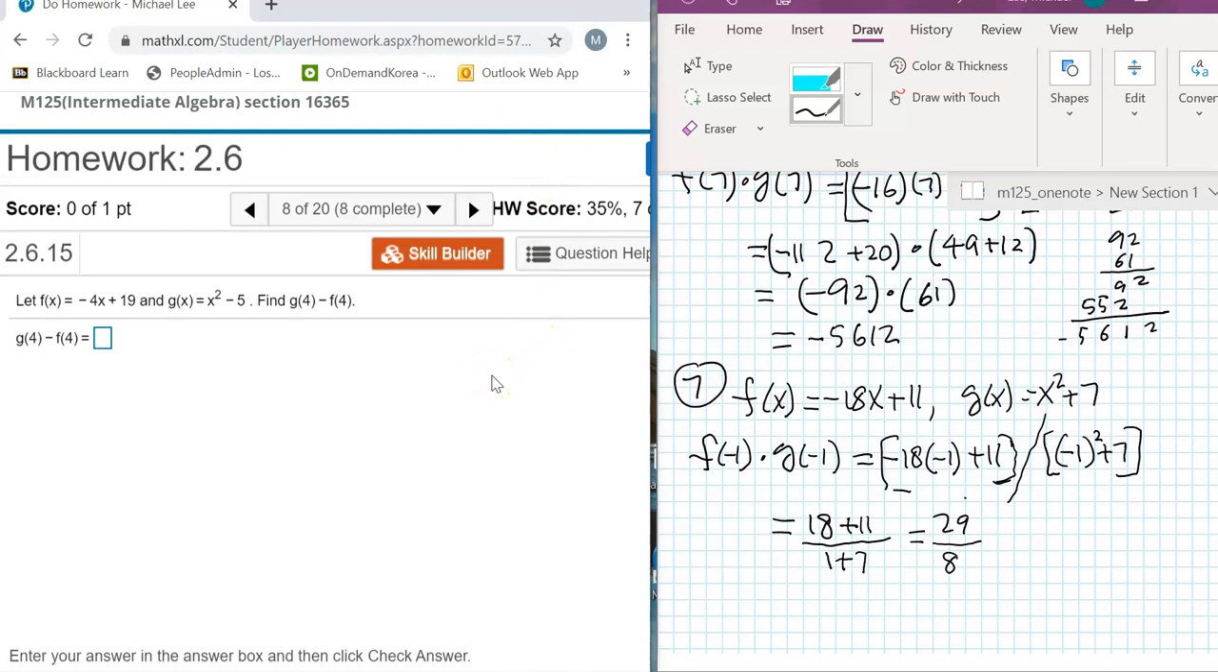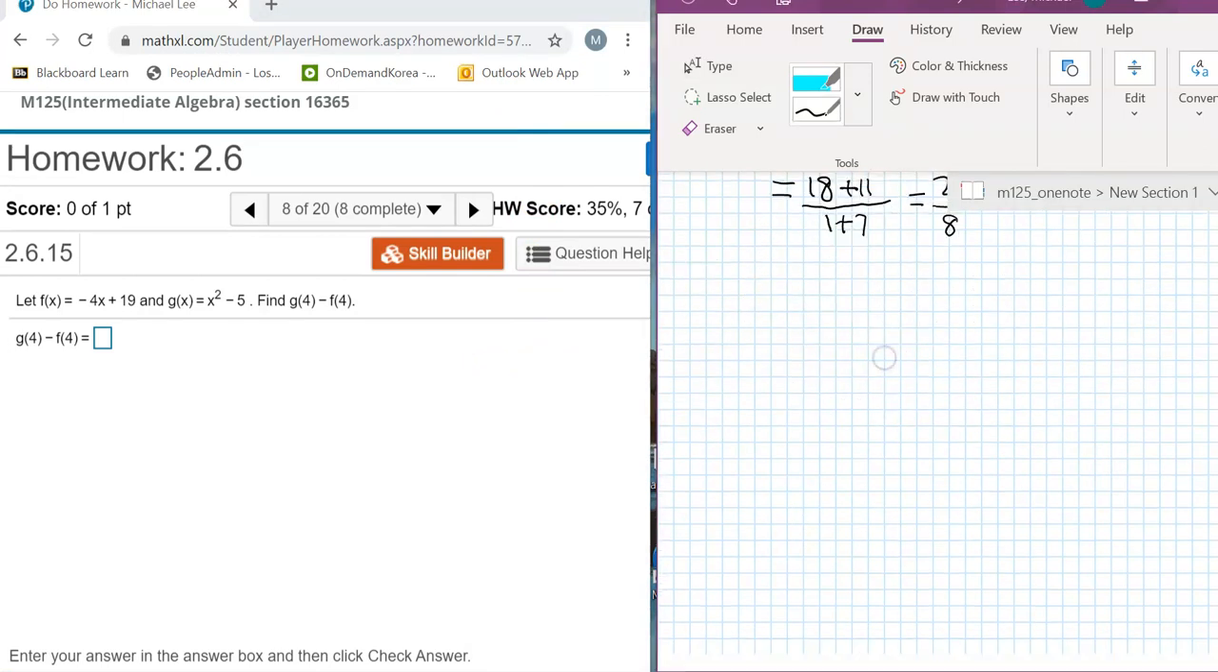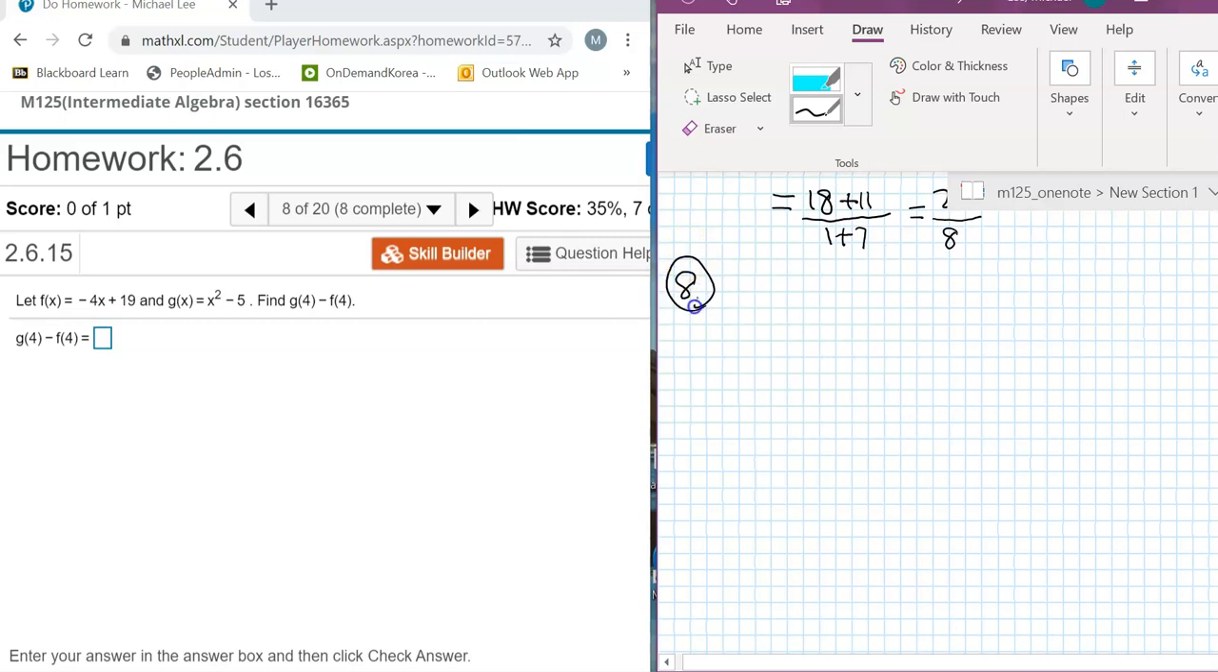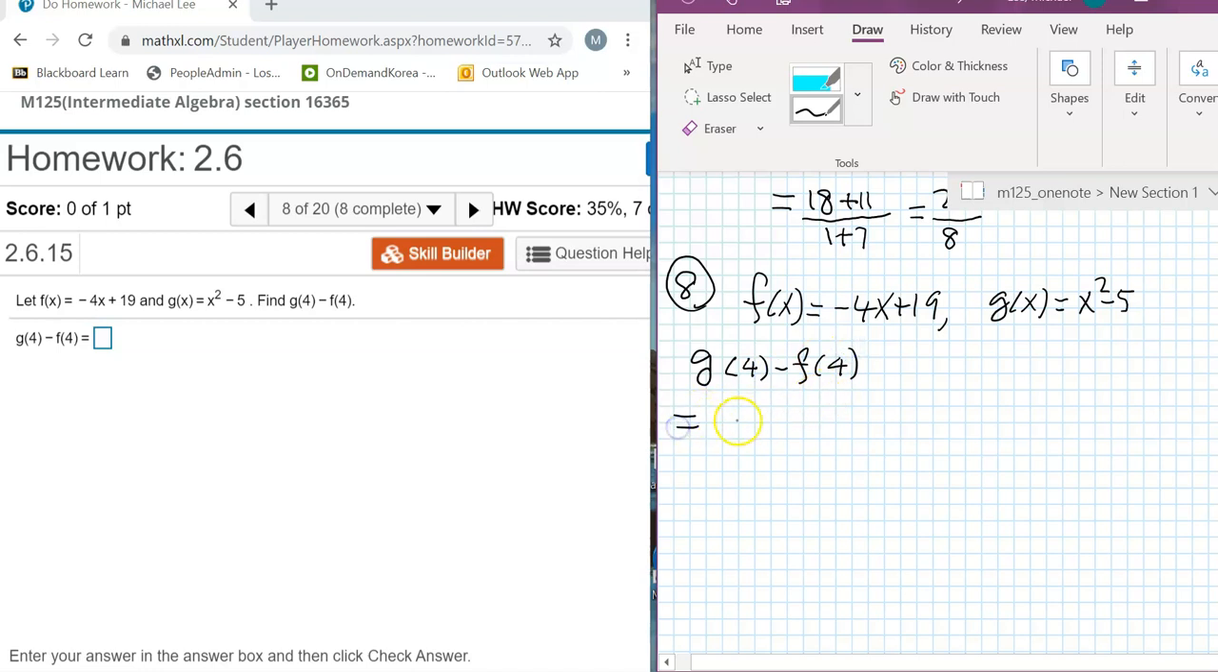Okay, so now the next question is number 8. So f of x is given as negative 4x plus 19, and g of x is x squared minus 5. They want you to do g of 4 minus f of 4. So g of 4 is 4 squared minus 5. Subtract f of 4, which is negative 4 times 4 plus 19.